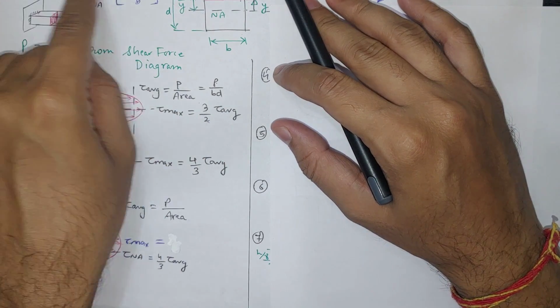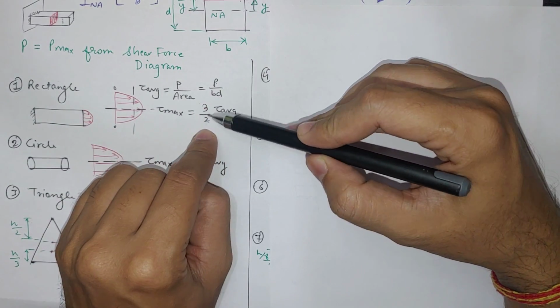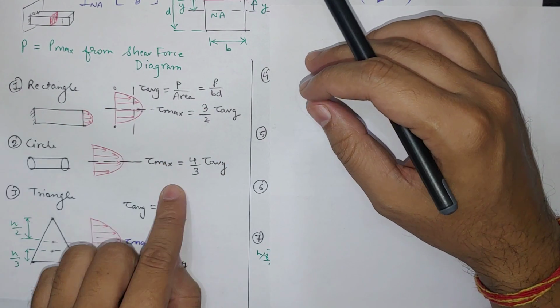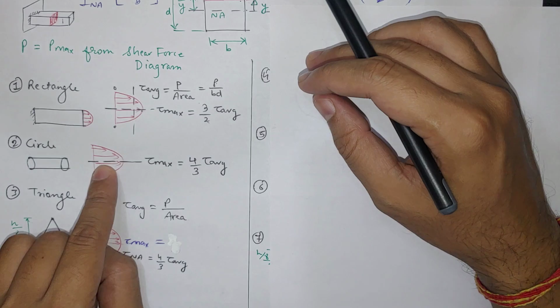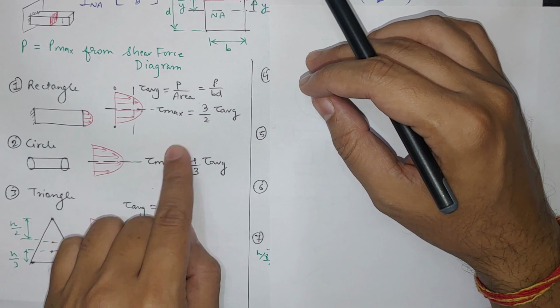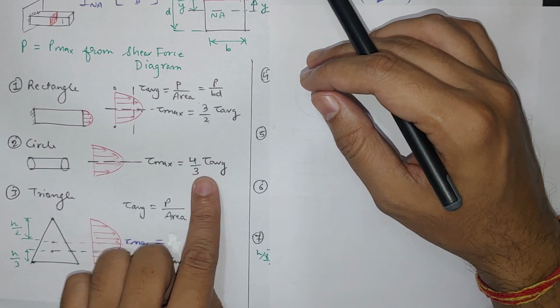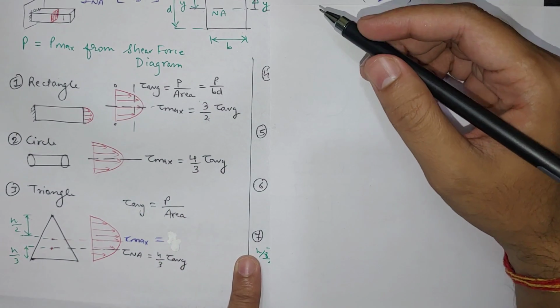Now this formula is in simple terms. We do not have to use this complicated formula here. So we can directly find tau average and multiply it by 3 by 2 for rectangular. For circular, the variation will be the same, but for this tau maximum value we have to multiply 4 by 3 times tau average.